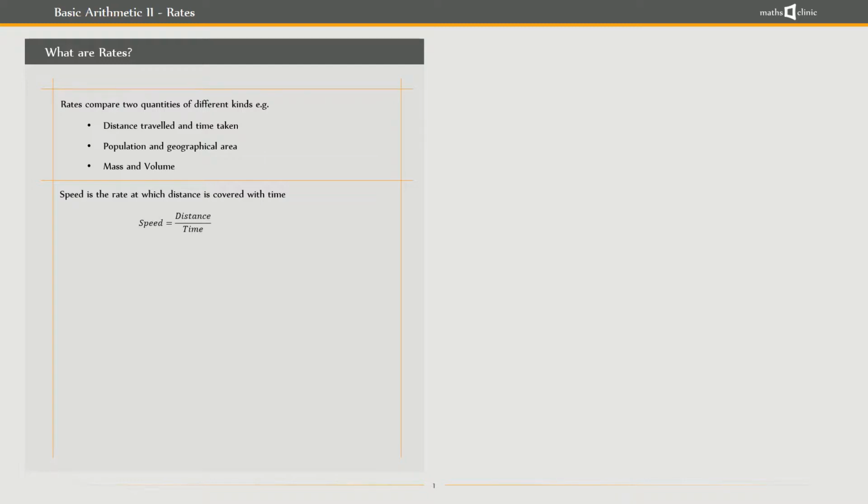Now speed is distance over time. So if you cover 20 kilometers in 2 hours, to find the speed, let's say you're in a car and you cover 20 kilometers in 2 hours, to find the speed of said car, you simply divide the distance covered, 20 kilometers, by the time, 2 hours, and you'll end up with a speed of 10 kilometers per hour. It's that simple. There really isn't much to it.